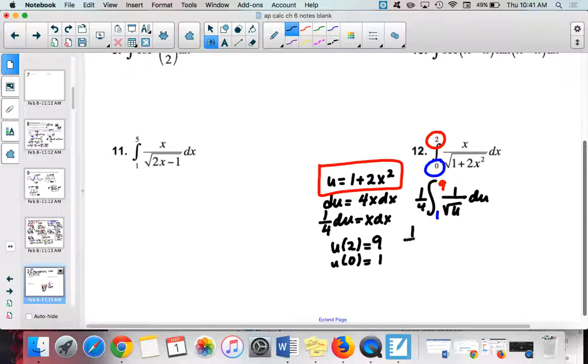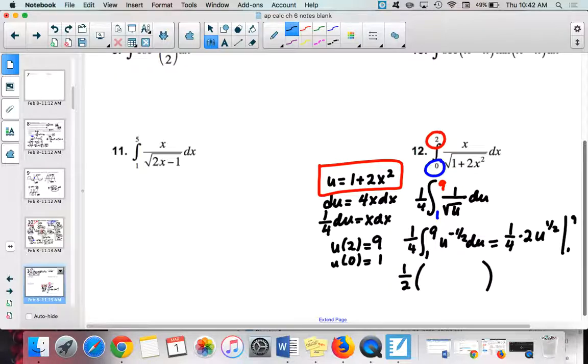All right, so I'm going to have 1/4 the integral of 1 to 9 u to the negative 1/2 du. So I get 1/4 times 2 u to the 1/2 going from 1 to 9, which is 1/2, and I'm going to go ahead and leave that 1/2 out. And I'm going to plug in 9 to the 1/2 minus 1 to the 1/2. Do we know 9 to the 1/2 minus 1 to the 1/2? Yeah, it's 3 minus 1, which is 2. So I have 1/2 of 2, which is 1. Ding, ding, ding.